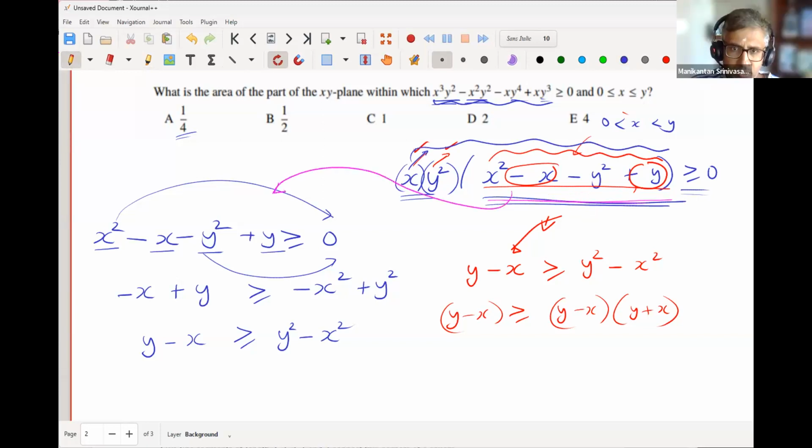So I said this quantity should be greater than or equal to 0. Is everyone convinced, guys? Aditya, you're with me?